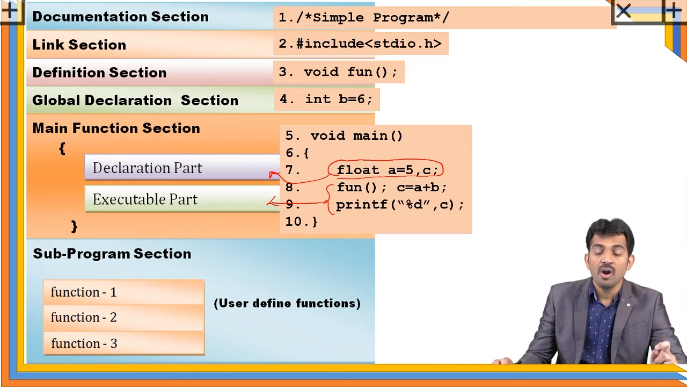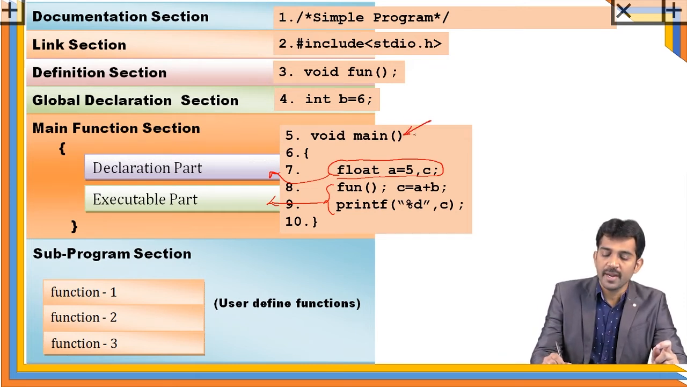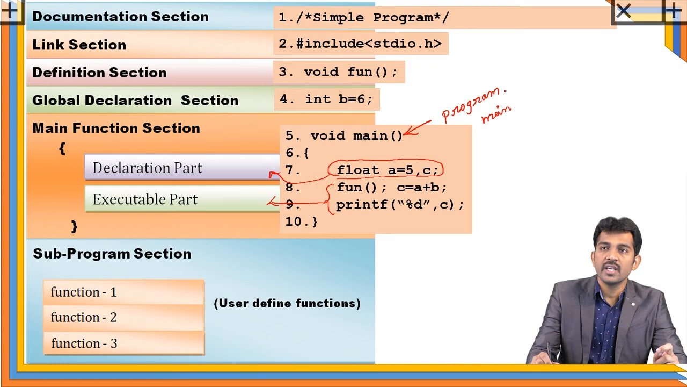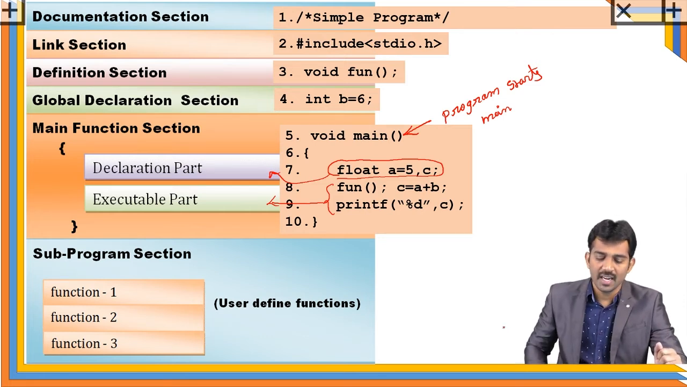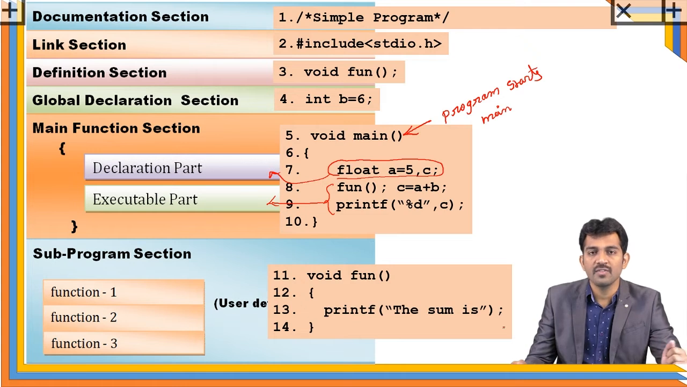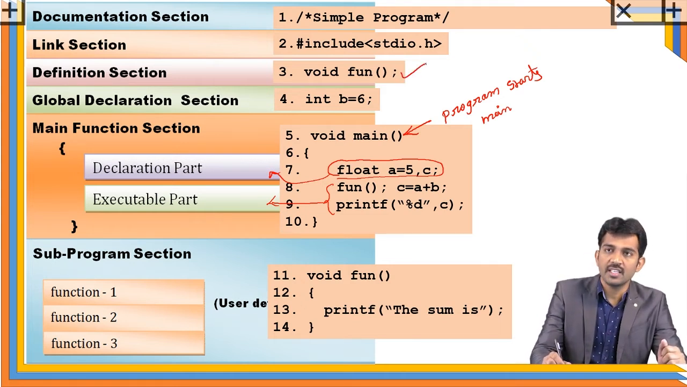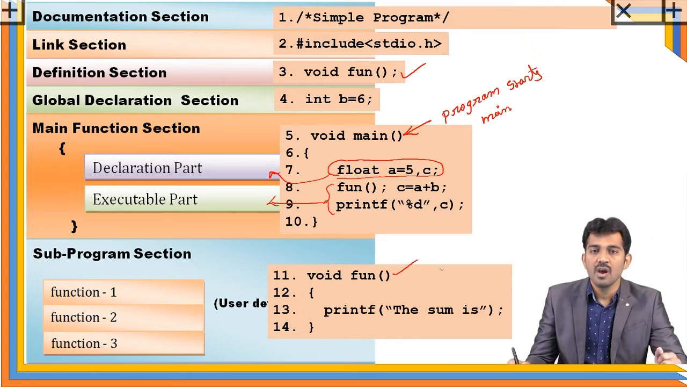Just now I told you, every program contains at least one function, that is the main function. Program execution starts from the main function. And the next thing, subprogram or function. I defined the void function here, and I implemented it here. We'll see all the functions, how to write a function, what a user defined function is, what a predefined function is, everything we'll learn in the functions section.